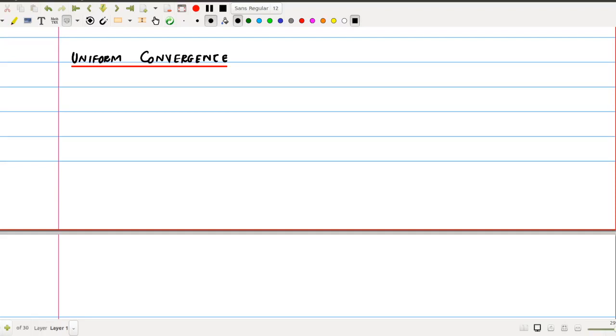Hi, in the third module we start. The third module deals with uniform convergence. So we start with the definition of uniform convergence.